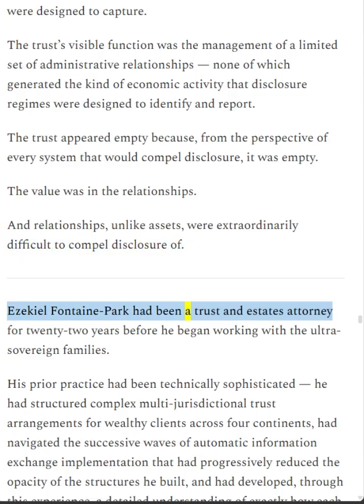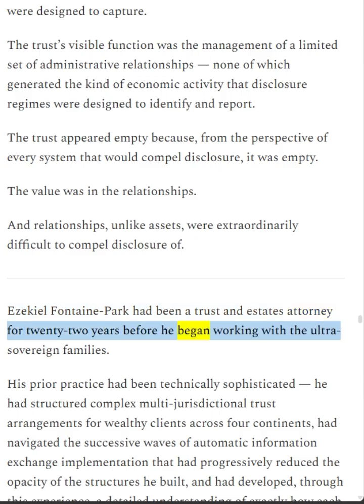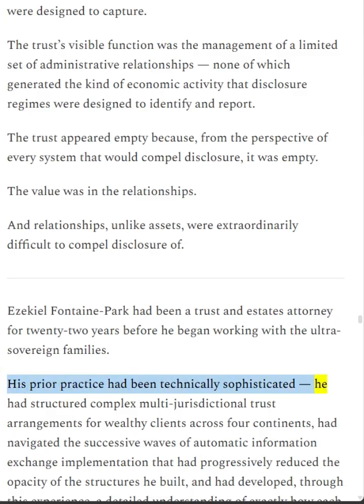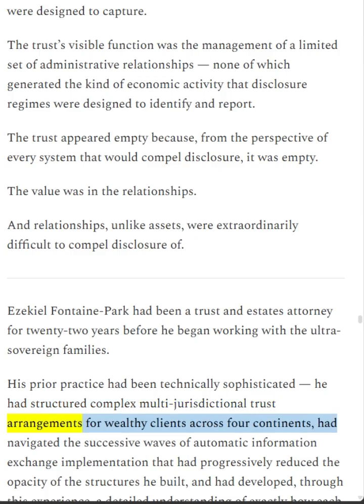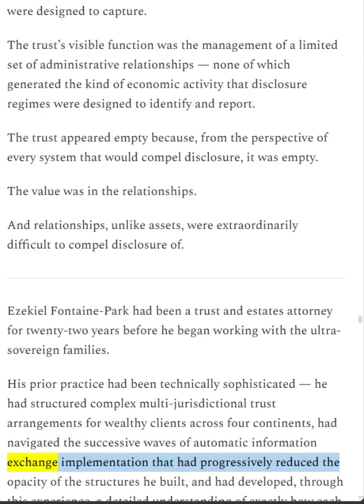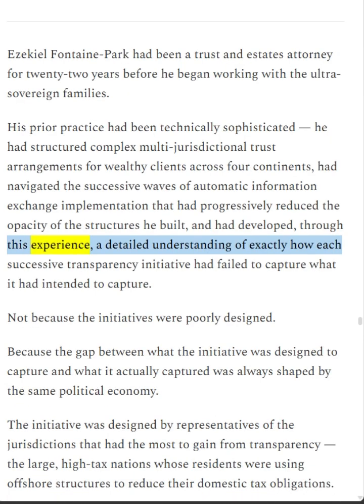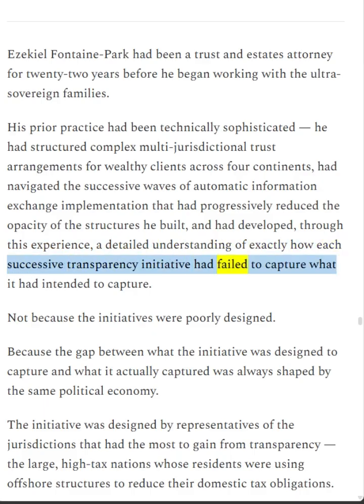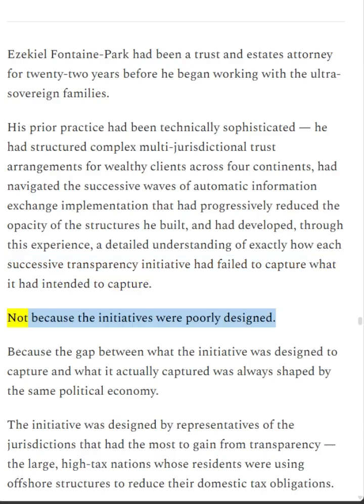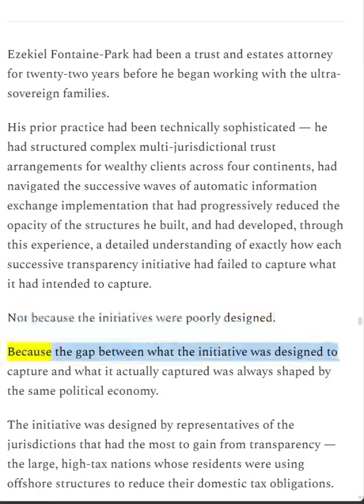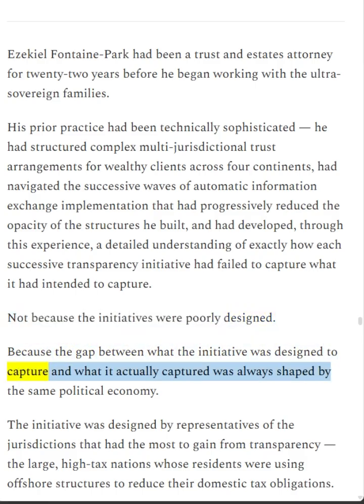Ezekiel Fontaine Park had been a trust and estates attorney for 22 years before he began working with the ultra-sovereign families. His prior practice had been technically sophisticated. He had structured complex multi-jurisdictional trust arrangements for wealthy clients across 4 continents, had navigated the successive waves of automatic information exchange implementation that had progressively reduced the opacity of the structures he built, and had developed, through this experience, a detailed understanding of exactly how each successive transparency initiative had failed to capture what it had intended to capture. Not because the initiatives were poorly designed, but because the gap between what the initiative was designed to capture and what it actually captured was always shaped by the same political economy.